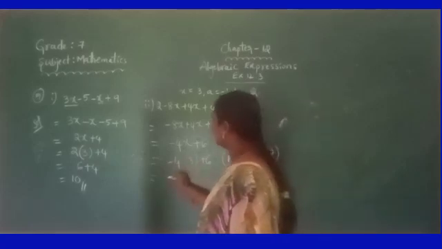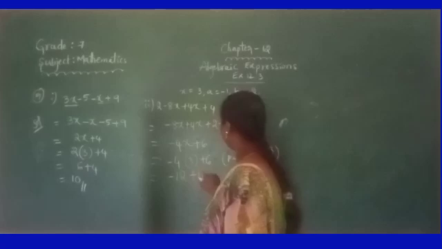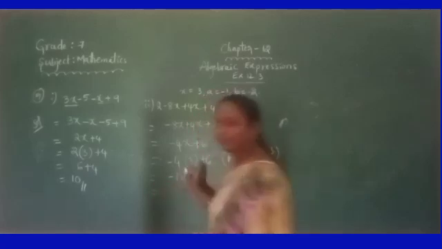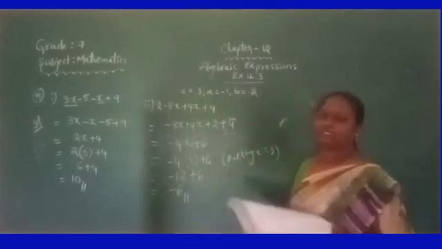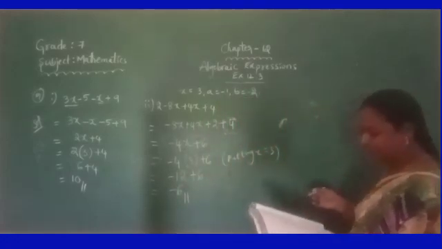Now 4 3s are 12, that is minus 12 plus 6. How much? Minus 6. Minus 6 is the value of that expression.